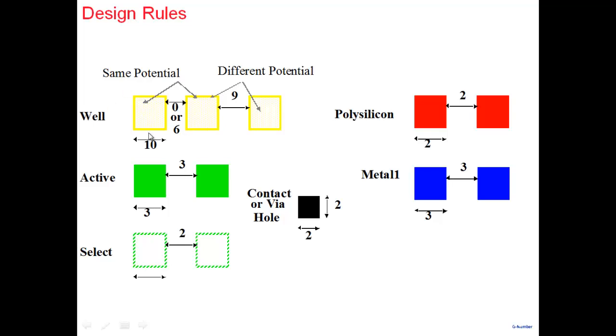This is the well. It says the minimum dimension of the well that you can have is 10. If they are the same potential, 2 wells can be 0 lambda apart, which means that they can be touching each other if they are the same potential. There are 0 or 6, I have to check why this is 0 or 6, why 2 of them are specified. Different potential, then the minimum separation has to be 9 lambdas here. So like that, you can see there are various rules that you have to obey while doing all those drawings. Okay.